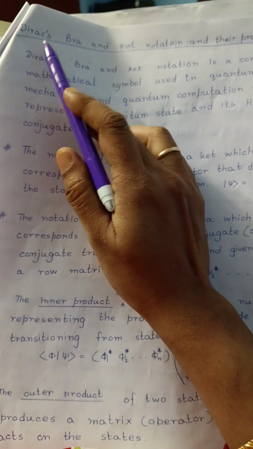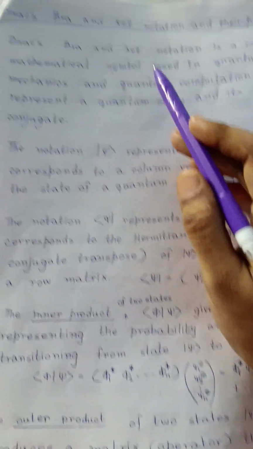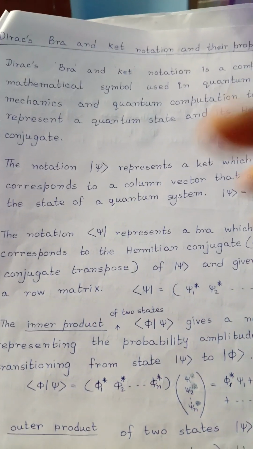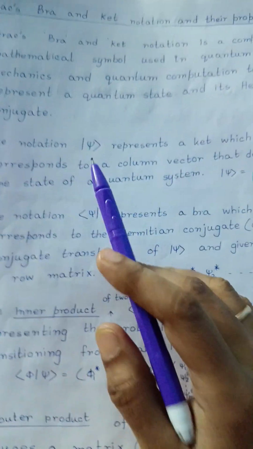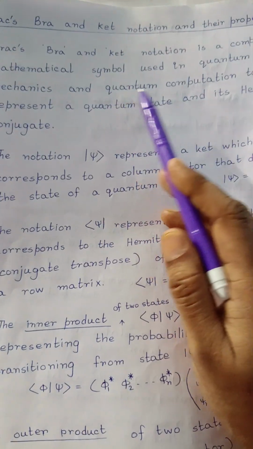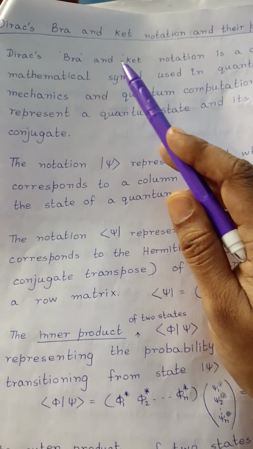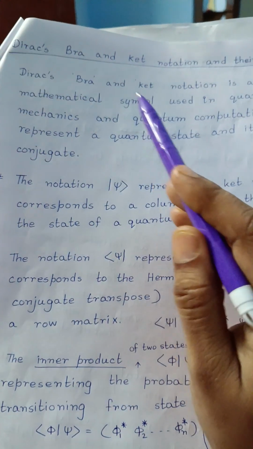So now we will discuss first briefly the concept of Dirac's Bra and Ket notation, because it will be easier for us to understand the properties of linear algebra, some linear algebra for quantum computation. The discussion will be easier once we understand this concept. The writing will be easier for you. So, Dirac's Bra and Ket notation is a very compact mathematical symbol.